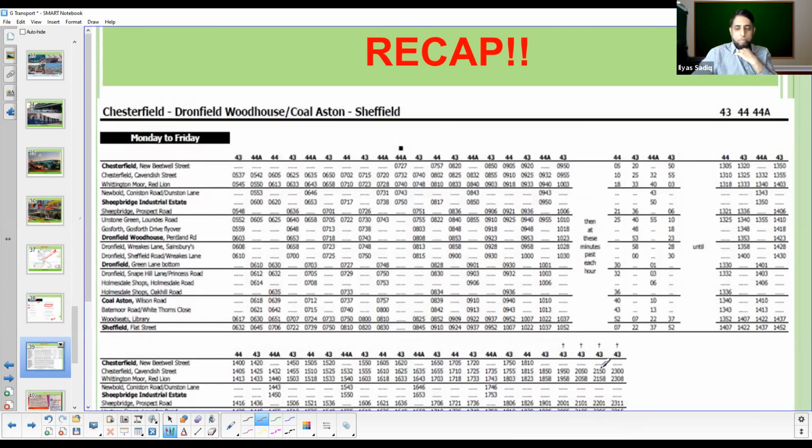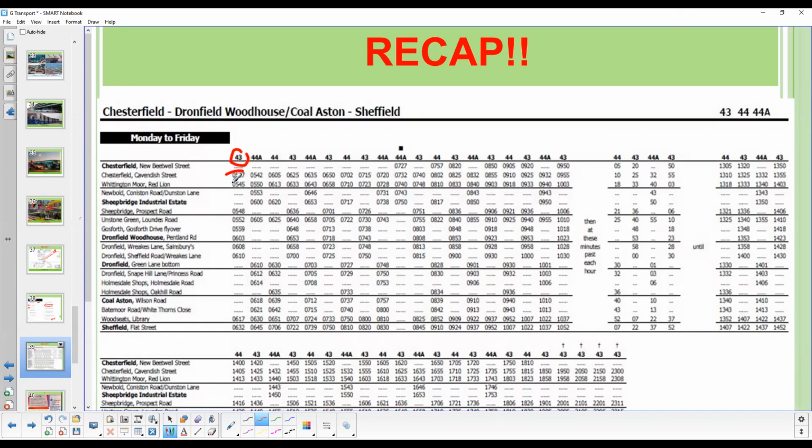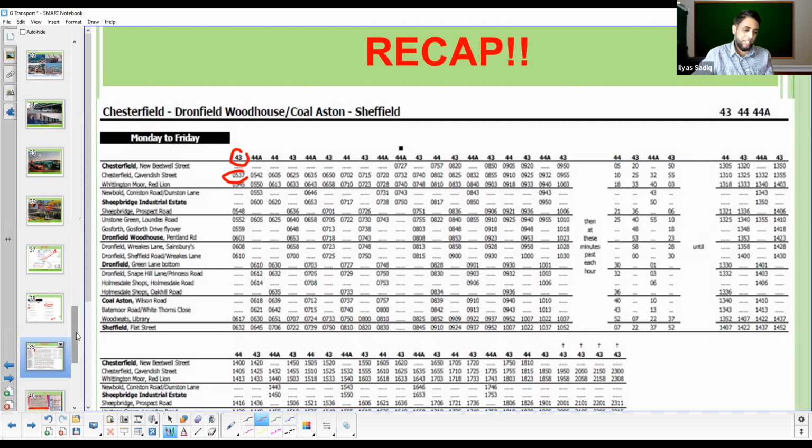Okay, can anybody tell me what this is here? Timetable. This is a timetable, well done. It tells you which bus, this is the bus number, and what time it would be where. So bus number and this and that. This is called the timetable. Well done.